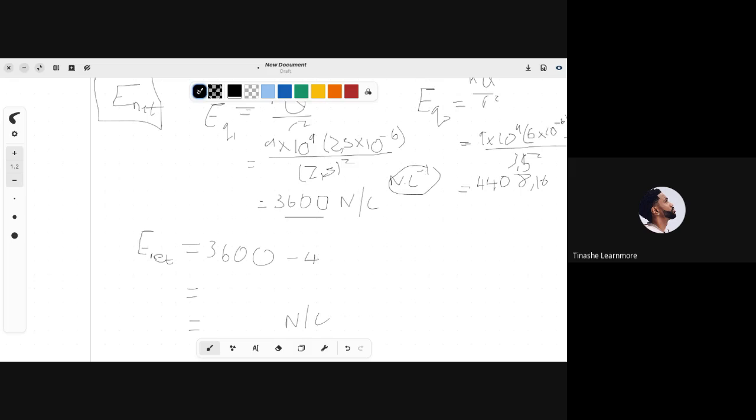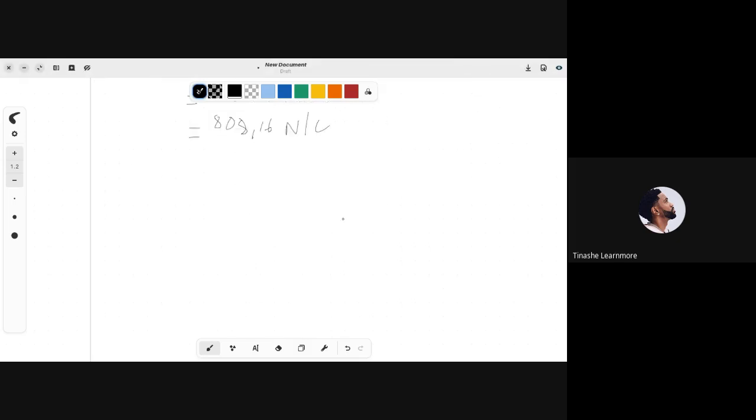So we're going to have 4,408.16, and then this should leave us with 3,600 minus that, which should be a negative 808.16, which should be 808.16 newtons per coulomb. Okay, is that fine now? Okay, all right. Then let's take the final question.